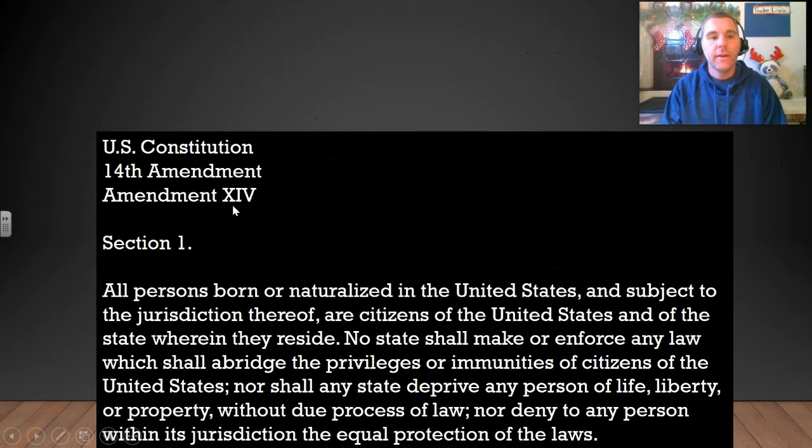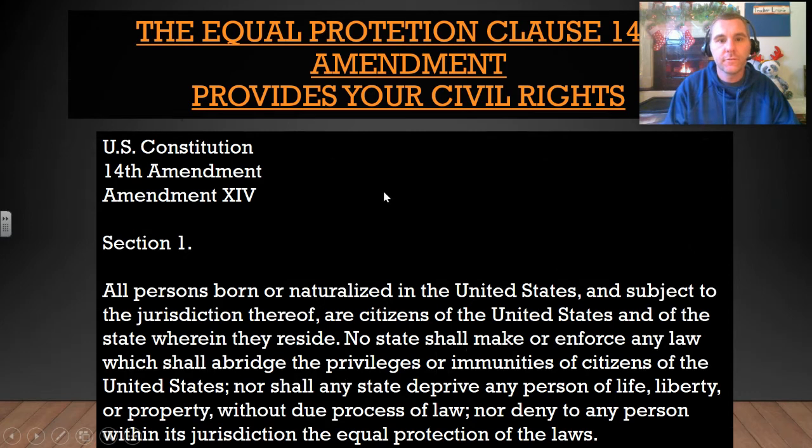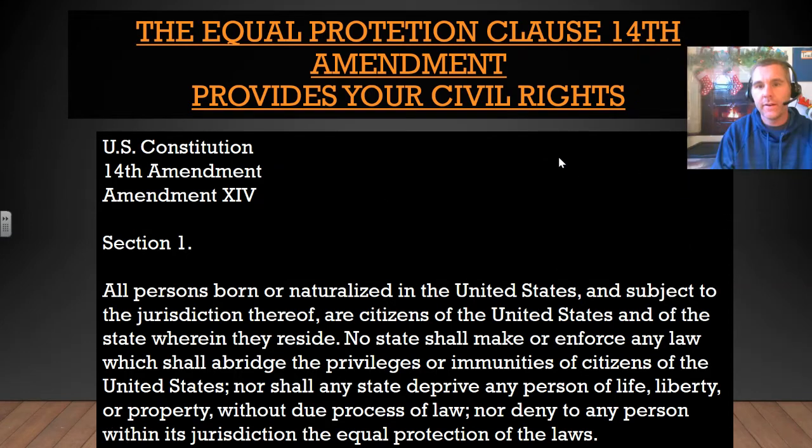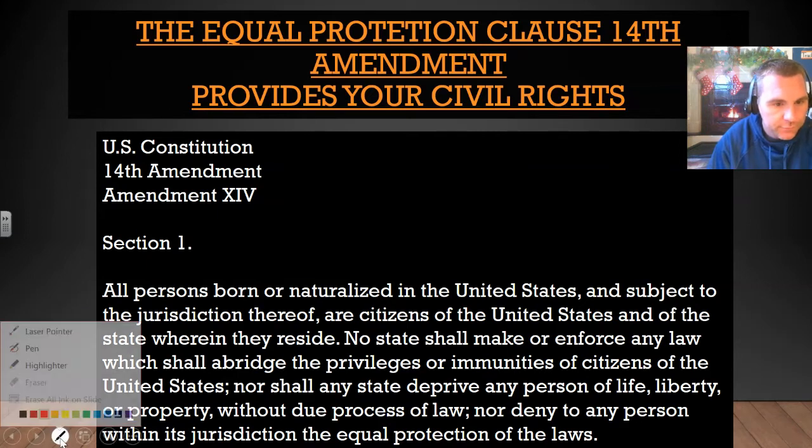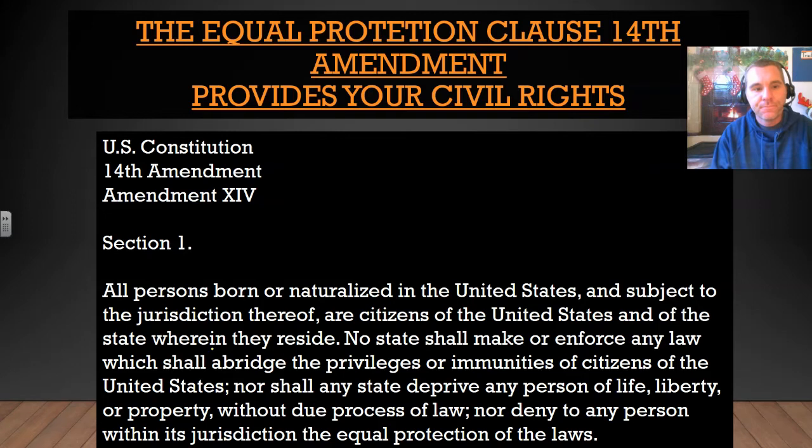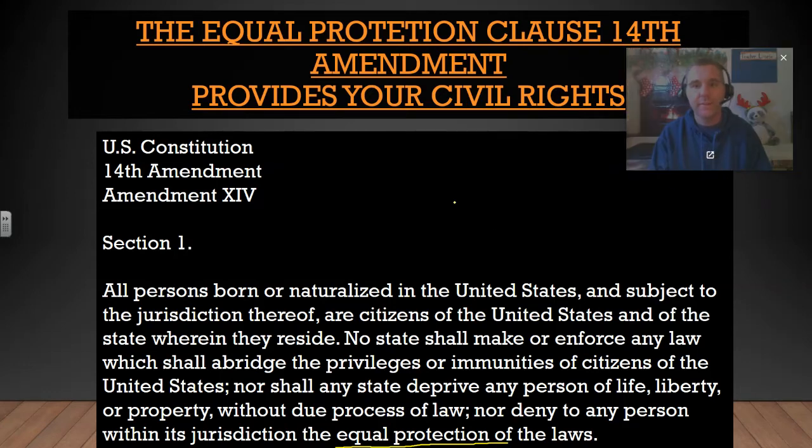Here is, real quickly, your civil rights. Your civil rights are going to be provided by the 14th Amendment. Let me show you, there are two key clauses in the 14th Amendment that I want you to sit on for a second. We'll go to the very last one here. It says, nor deny to any person within its jurisdiction the equal protection. That clause, the equal protection clause, is what provides for your civil rights. This is the idea that states cannot treat you differently. They cannot discriminate against you.